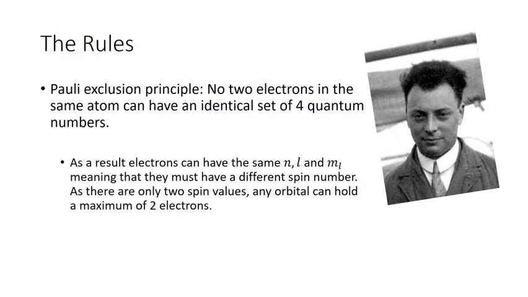So you could have the other 3 quantum numbers be the same, but that different spin number is going to indicate positive 1/2, up arrow, negative 1/2, down arrow. So orbitals can only hold a maximum of 2 electrons. No 2 electrons in the same atom can have an identical set of 4 quantum numbers.